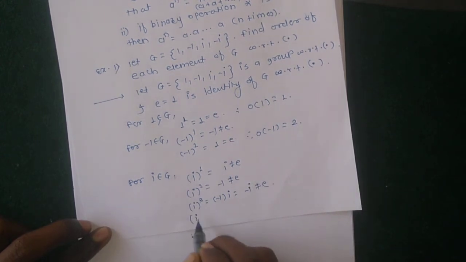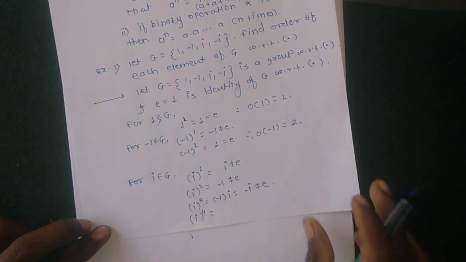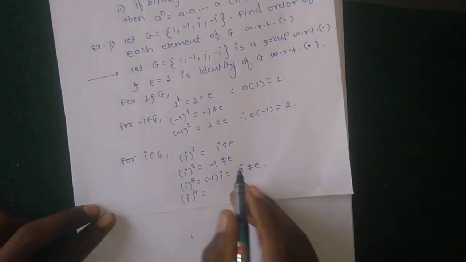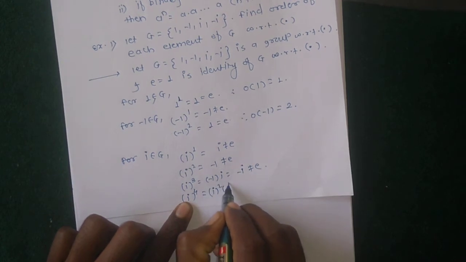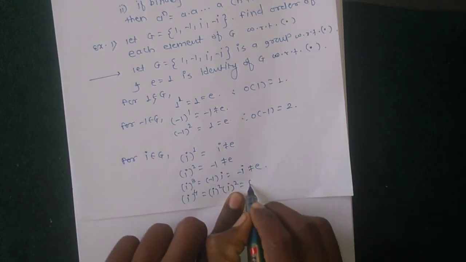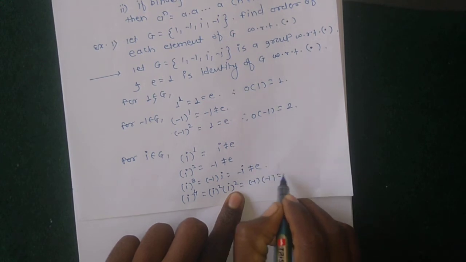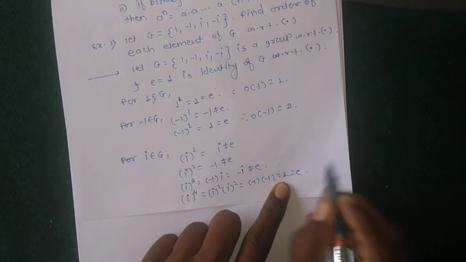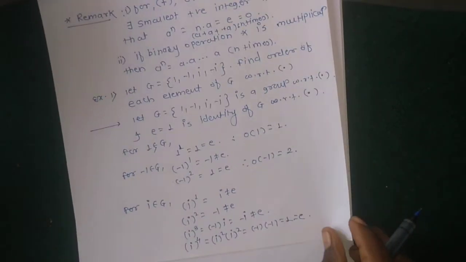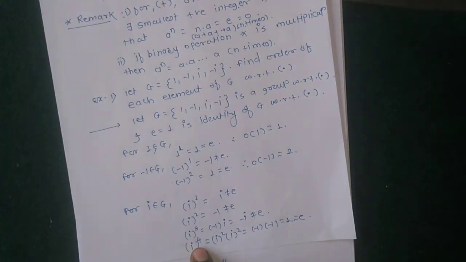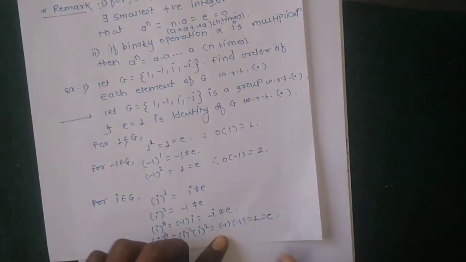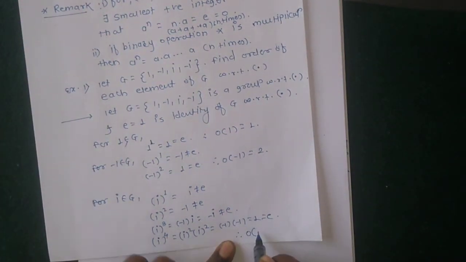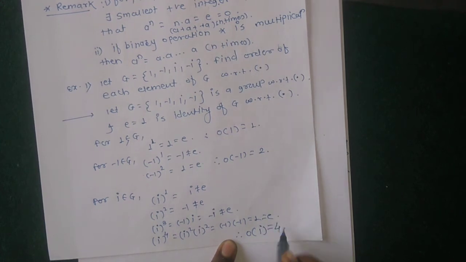But i raised to 4 equals i squared times i squared, which is minus 1 into minus 1, equal to 1, and this is the identity. Therefore an integer exists, the smallest positive integer 4, such that i raised to 4 equals the identity, and therefore the order of i is 4.